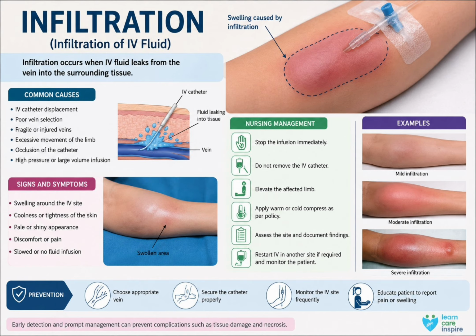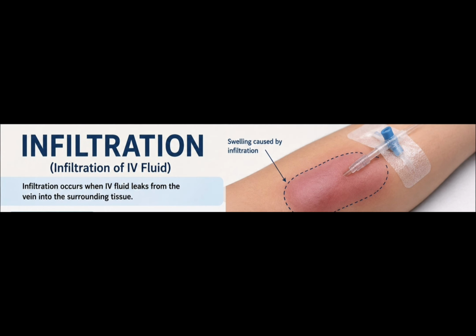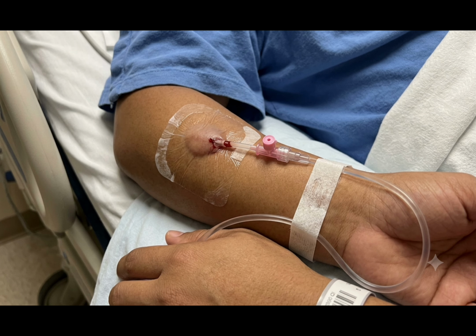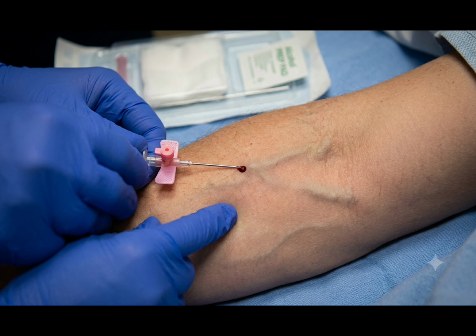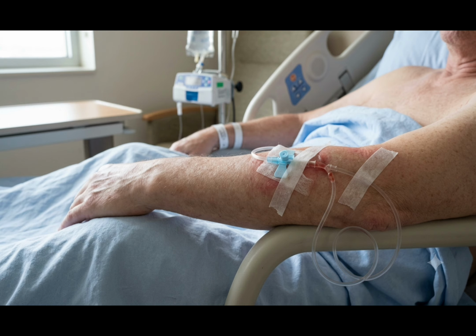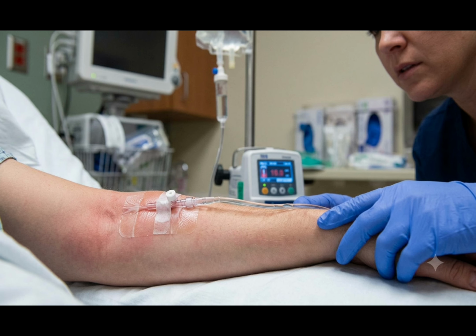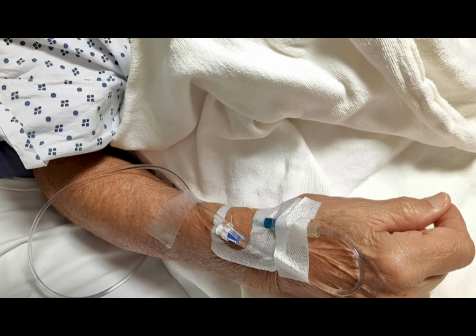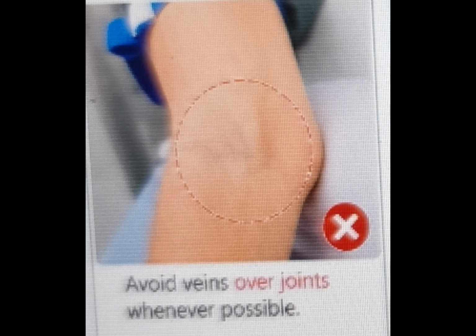Infiltration. What is infiltration? Infiltration is the accidental leakage of a non-vesicant intravenous IV fluid or medication from the vein into the surrounding tissue due to displacement or damage of the IV catheter. It is one of the most common complications of IV therapy. Causes. Common causes of infiltration include dislodgement or movement of the IV catheter, puncture of the vein wall during insertion, fragile or damaged veins, improper catheter stabilization, high infusion pressure, repeated cannulation of the same vein, excessive patient movement, especially when the cannula is inserted near joints such as the wrist or elbow.